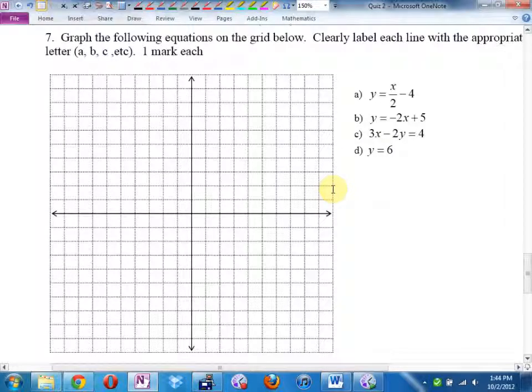Number 7, graph the following equations on the grid below. I need a ruler. The first one has a y-intercept of -4 and a slope of 1 over 2, which means up 1 over 2, up 1 over 2, up 1 over 2, up 1 over 2.